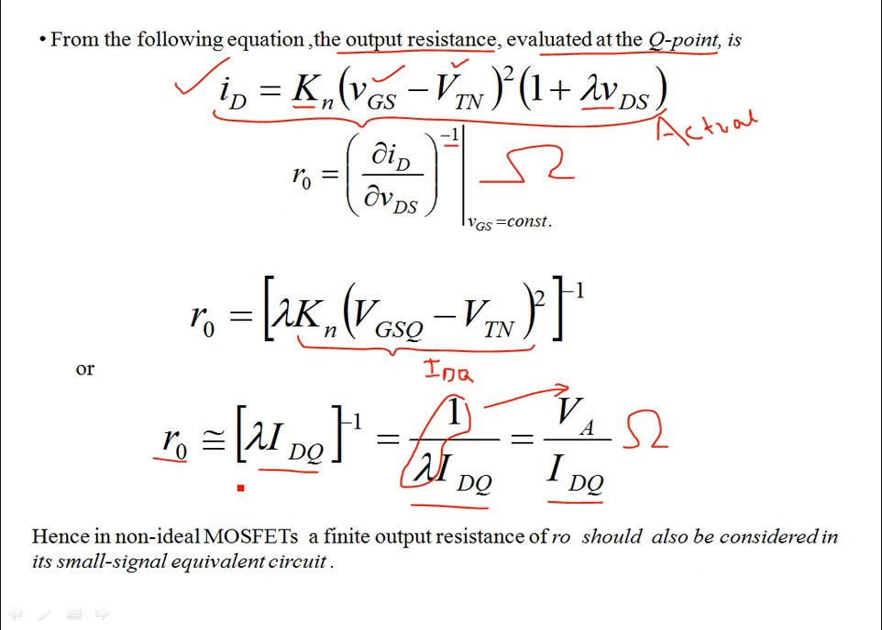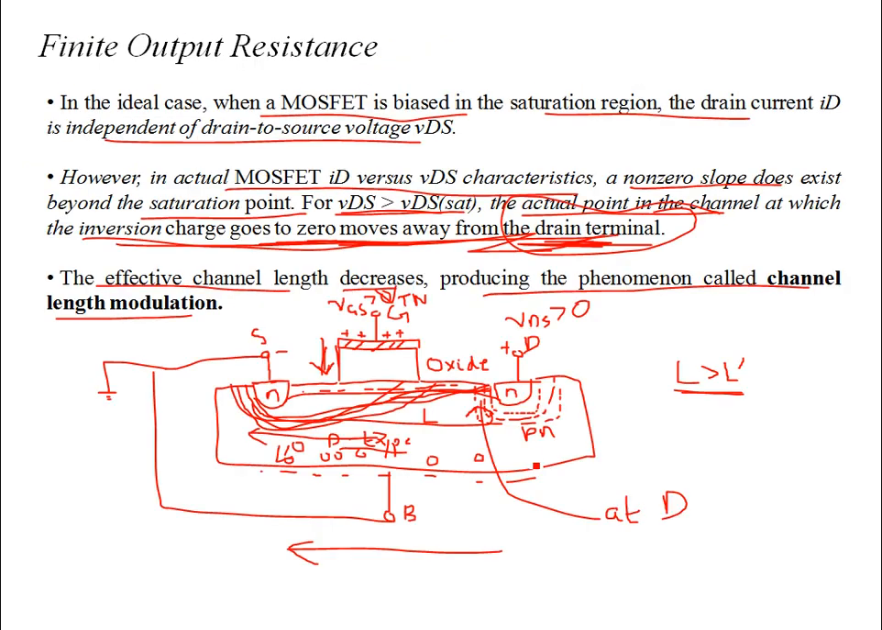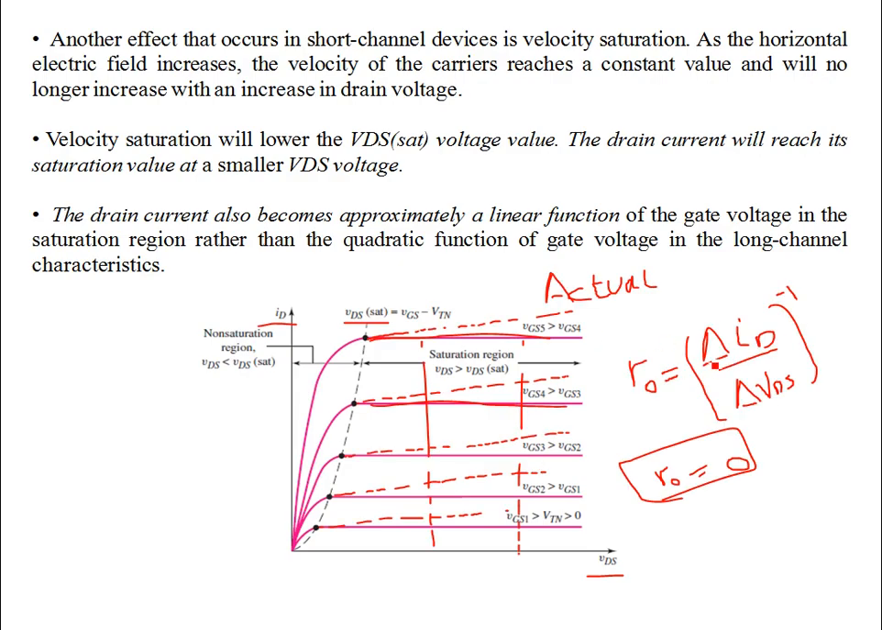So this quantity needs to be considered in the small signal model of the MOSFET if you are going to consider actual MOSFETs. This represents the finite output resistance R naught in the small signal equivalent circuit model, but it's not there in the ideal IV characteristics. In the ideal IV characteristics, ID is not changing with respect to VDS. So that means you don't need to consider the output resistance.